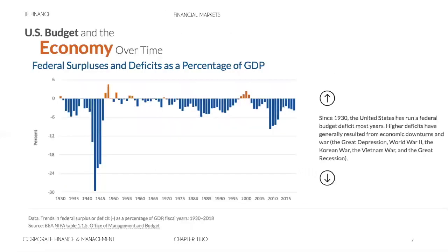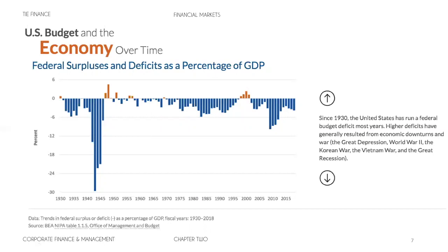So this privilege given to the USA of being a world reserve currency raises a lot of questions. The dollar being the reserve currency of the world has given the opportunity to the United States to do deficit spending, right? This chart shows you the federal surpluses and the deficits as percentages of GDP. So the United States has run a federal budget deficit most years. And it's not because they are a bad government. No, it's because the reserve currency allows them to do that. They basically can roll into deficit, and everybody will buy bonds.